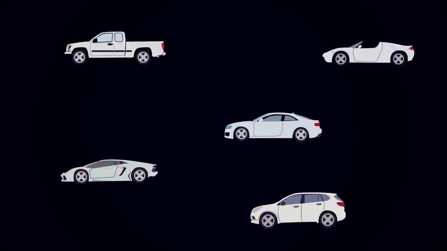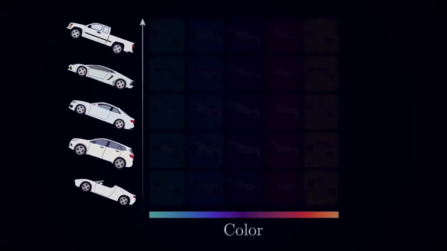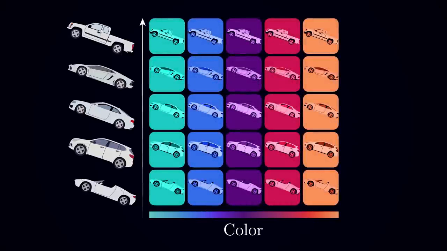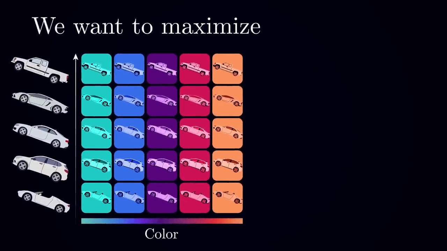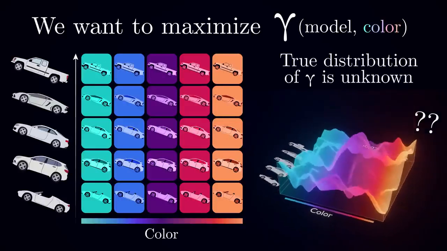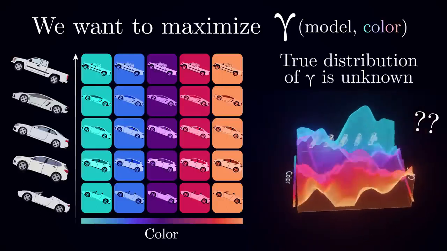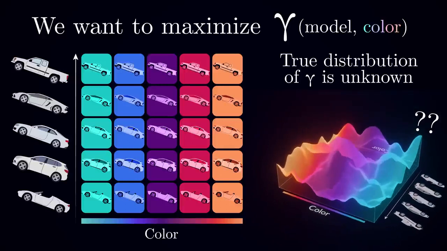Let's imagine you are buying a car and would like to predict how much you will enjoy driving it. For simplicity, the space of all possible cars is formed by the particular model and its color. And your goal is to maximize the value of your subjective happiness, gamma, which is a function of two variables, car model and color. There is some hidden distribution of gamma, but you don't know it, since it would require driving every possible combination of models and colors to find that distribution.